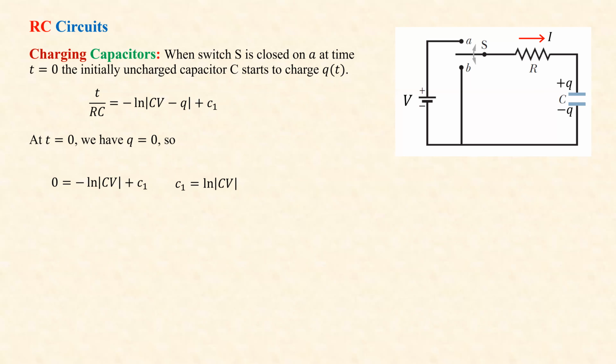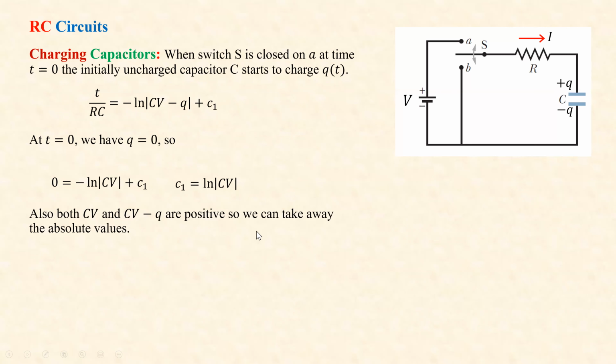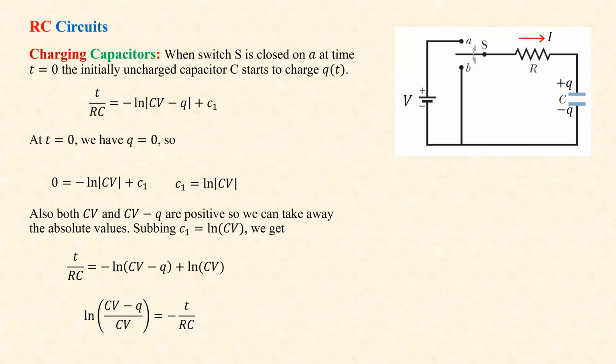So we put it back in the original equation. And also we know that CV is positive and CV minus Q is also positive, so we can take away the absolute values. Substituting C1 equal to ln of CV, we get this. T over RC equals negative ln of CV minus Q plus ln of CV. And then we can write it as this.